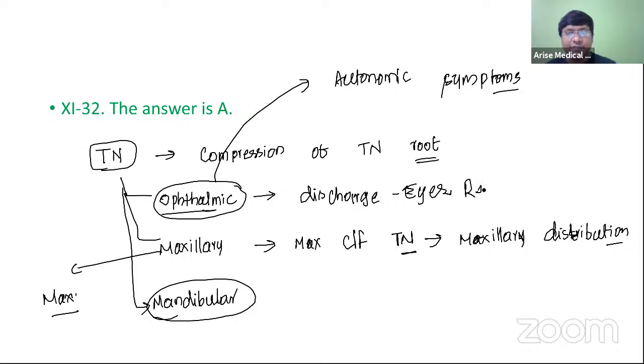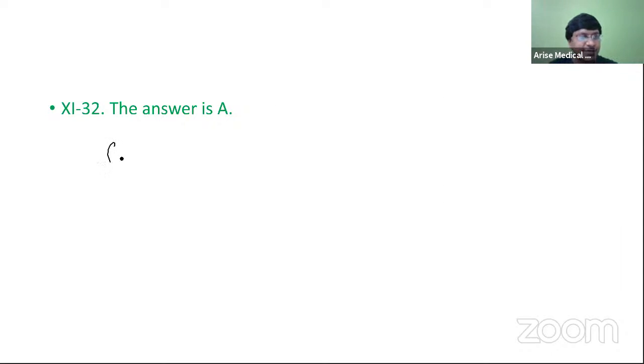Next, redness of the eyes. So these are your autonomic symptoms of trigeminal neuralgia, which are present in the ophthalmic distribution. Now, after having discussed these features of trigeminal neuralgia, let me explain the character of the pain of trigeminal neuralgia.